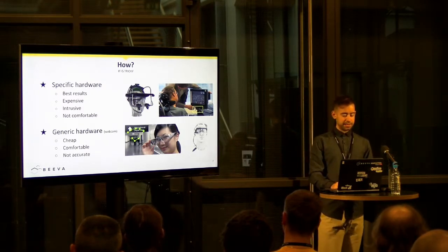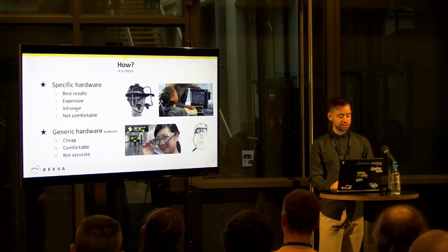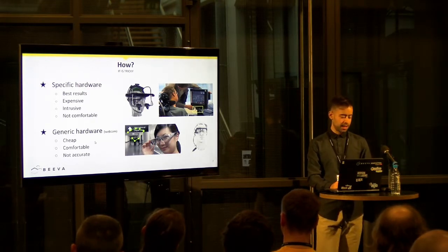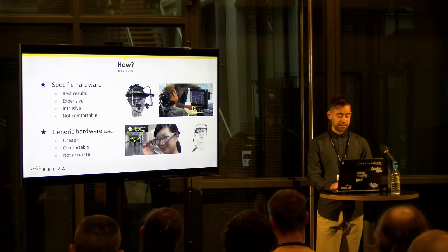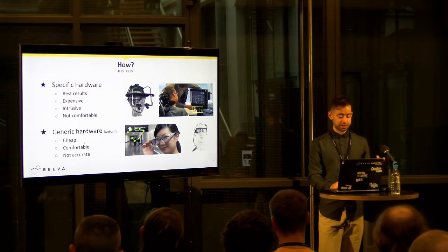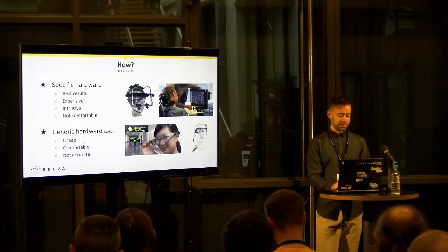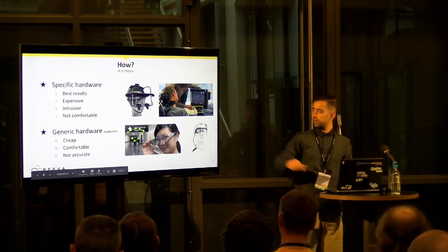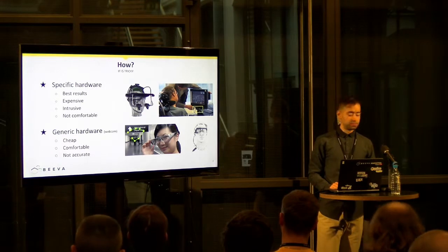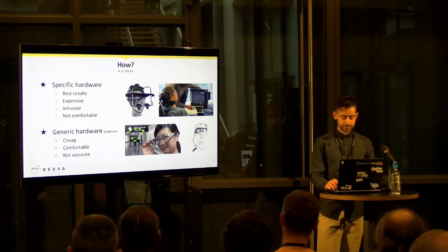The problem is that these devices are expensive, are intrusive, and are not comfortable. And you can also perform eye tracking with generic hardware, for example, a webcam, which is quite affordable hardware. It's comfortable because you don't have to wear it on, but the problem is it's not very accurate. Here in the yellow square, you can see eye tracking performed with a webcam.